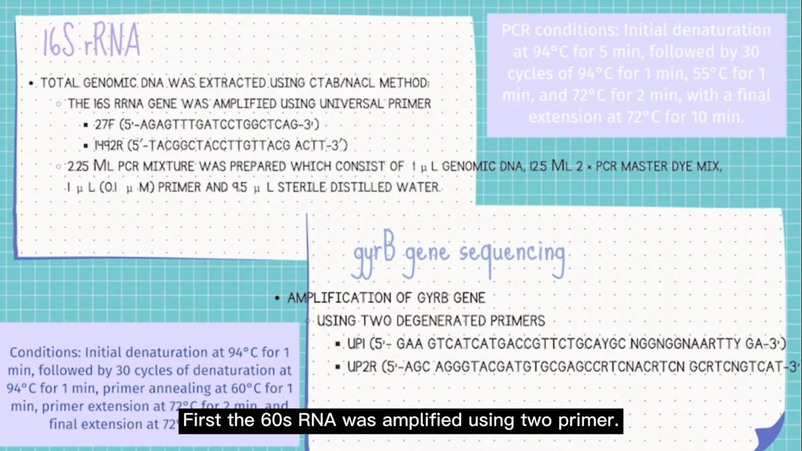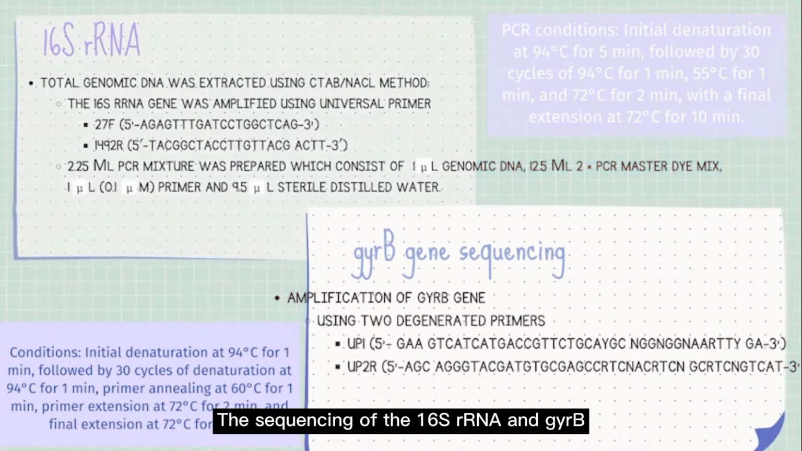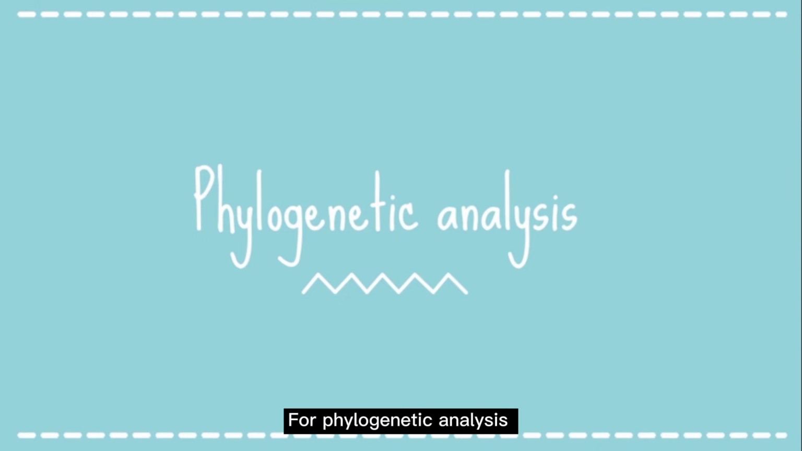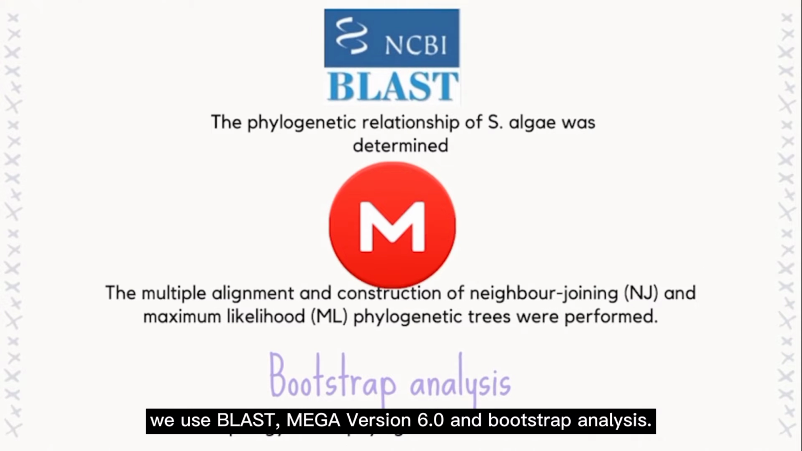First, the 16S rRNA was amplified using 2 primers. Next, a 25 microliter PCR mixture was prepared with a specific PCR condition. For amplification of the gyrase gene, we used 2 primers with a condition. The sequencing of the 16S rRNA and gyrB amplicons was completed by Apical Scientific. The obtained sequence data were aligned and analyzed using BioEdit. The species identification was performed by BLAST. For phylogenetic analysis, we used BLAST, MEGA version 6.0, and bootstrap analysis.